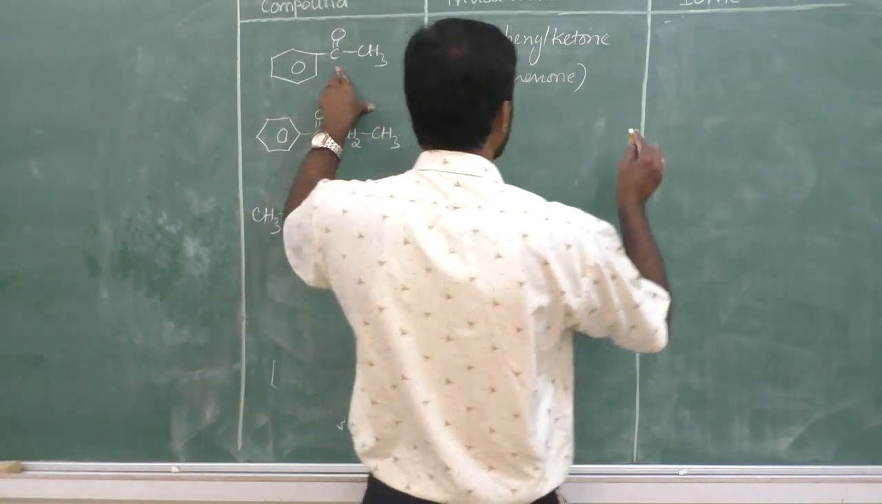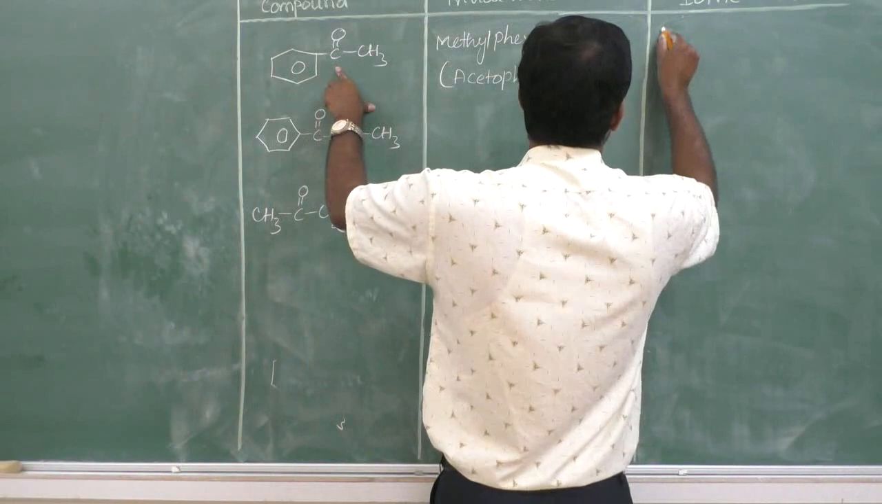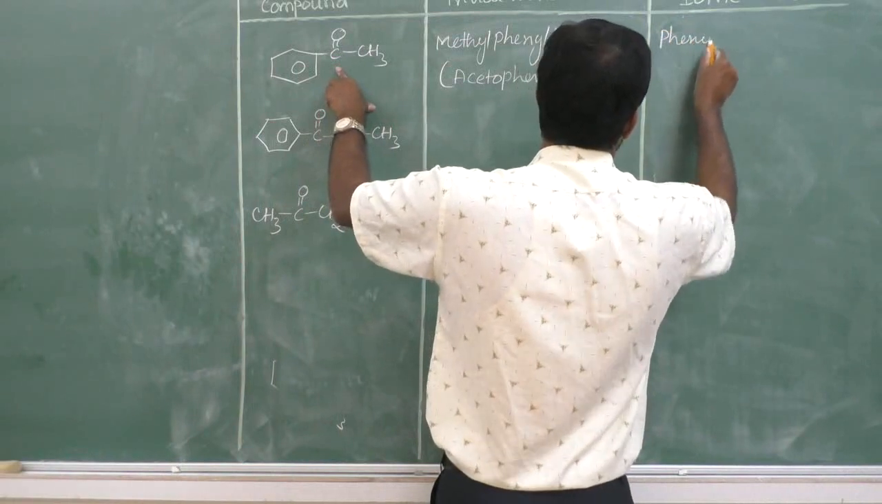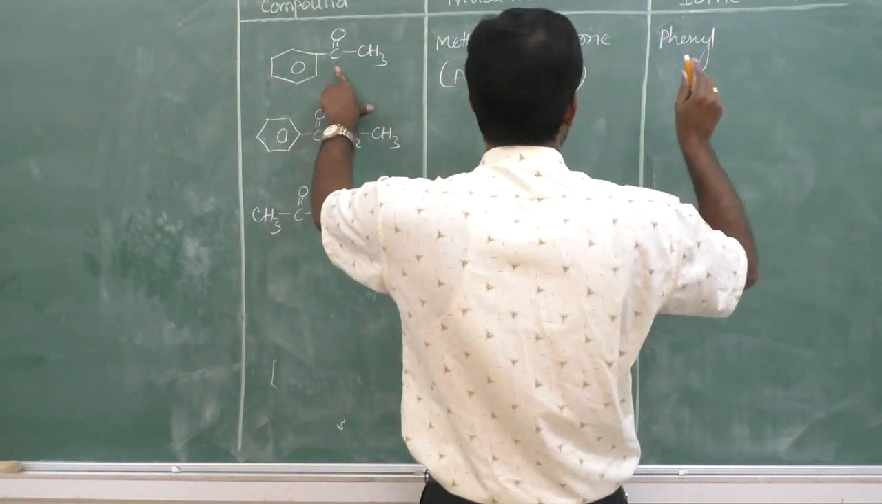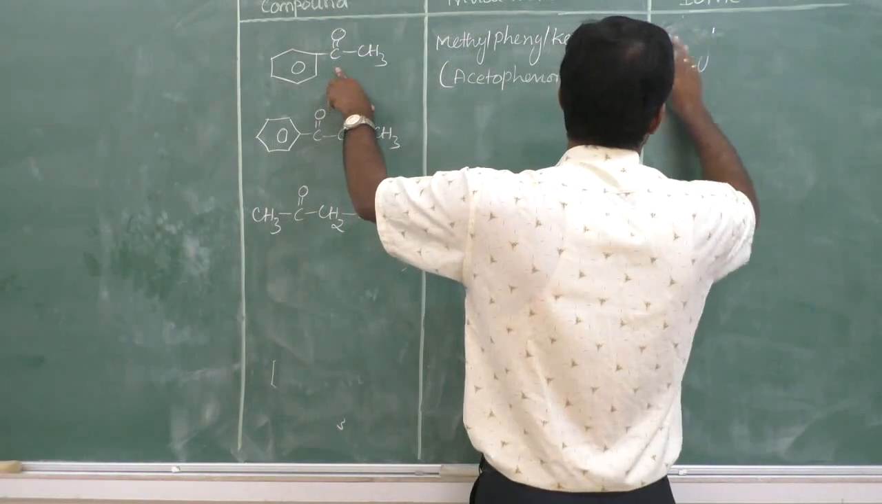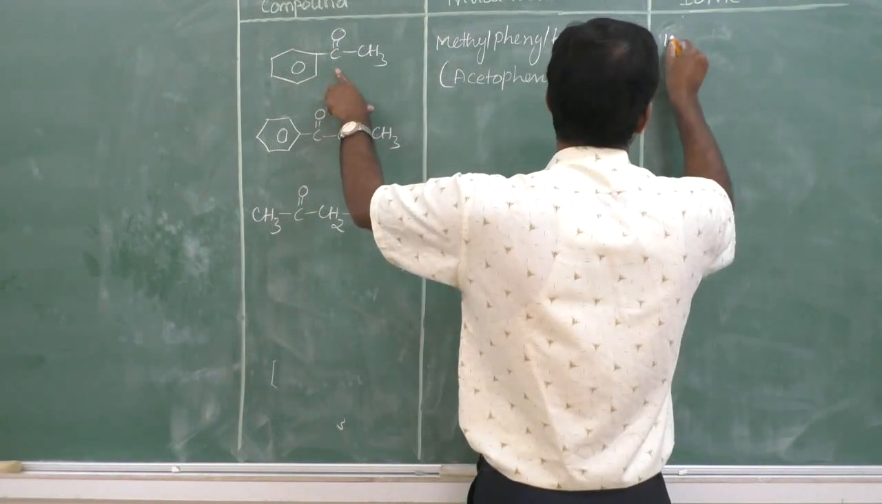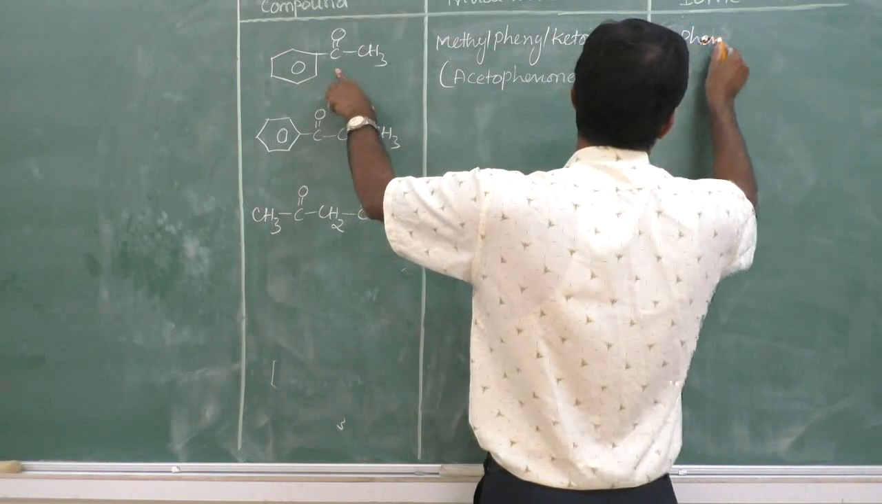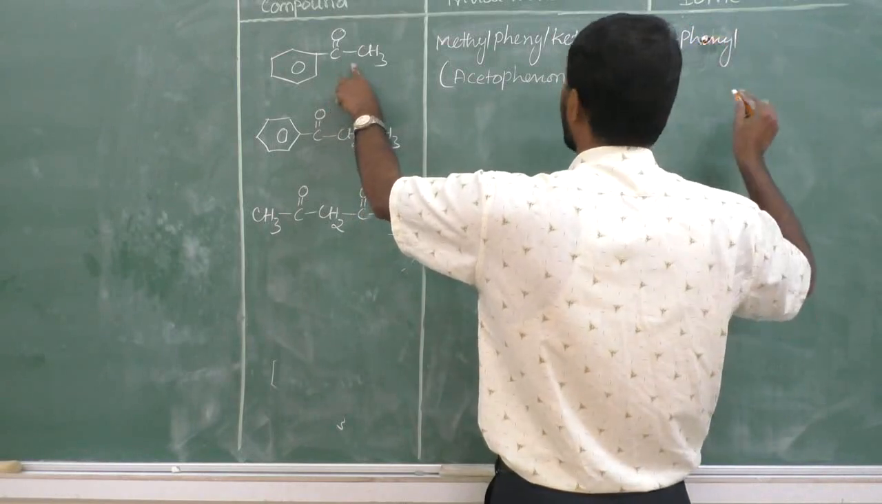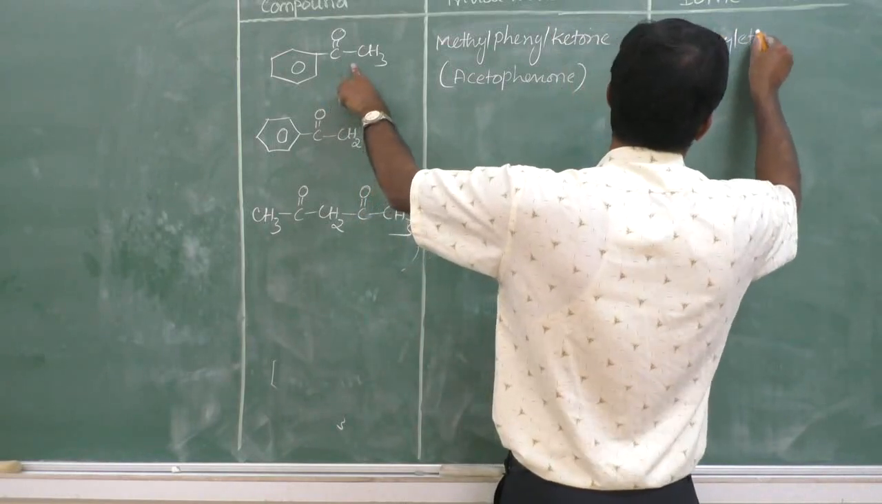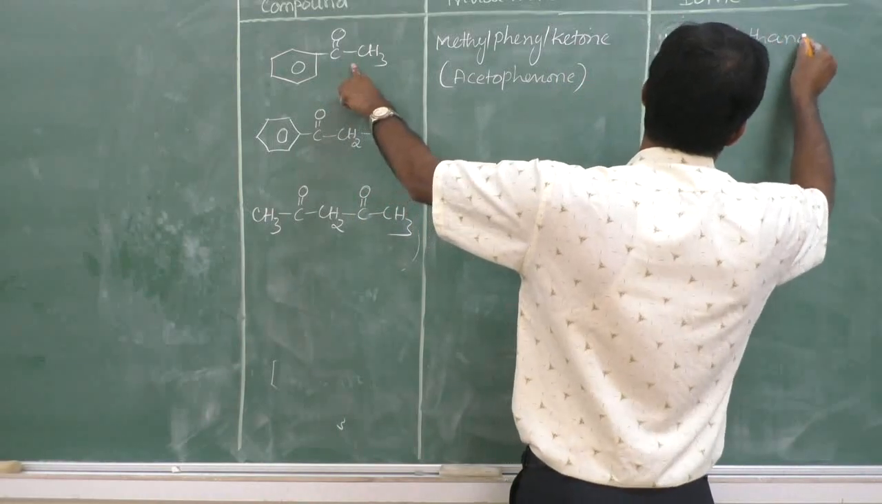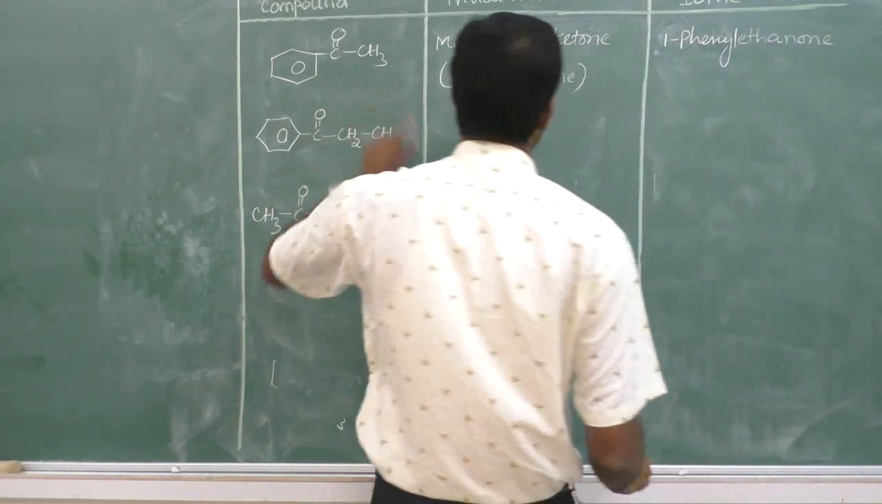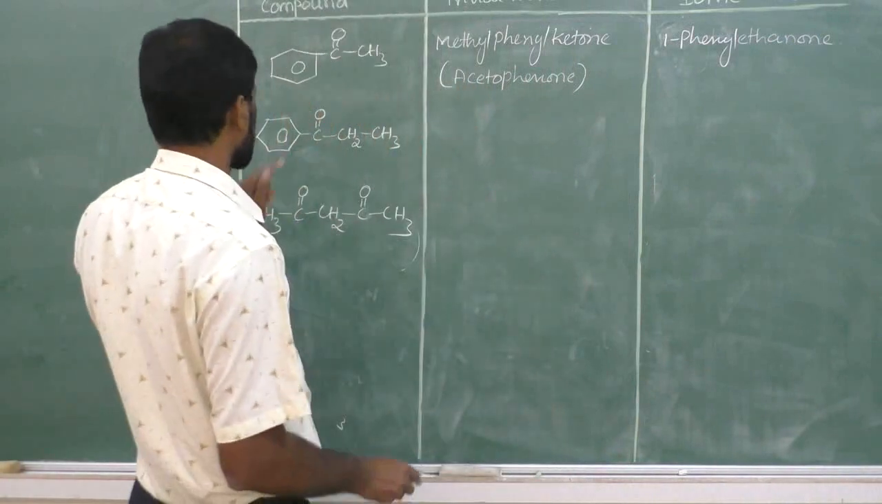The IUPAC name is 1-phenylethanone. We can write it as 1-phenylethanone.